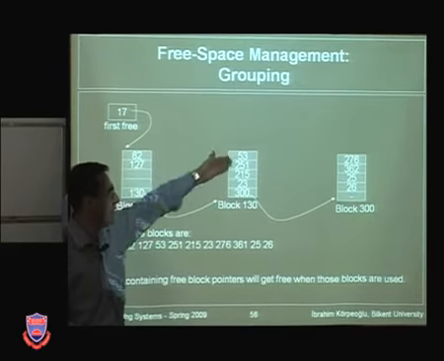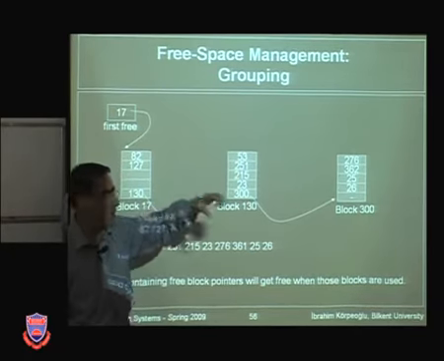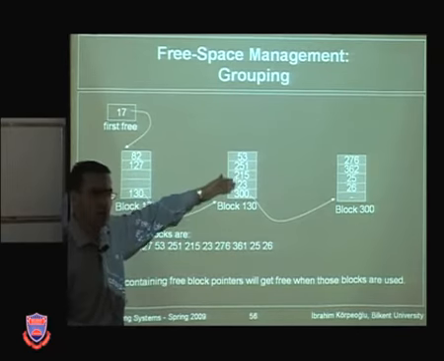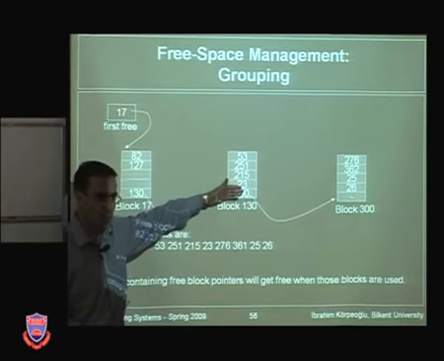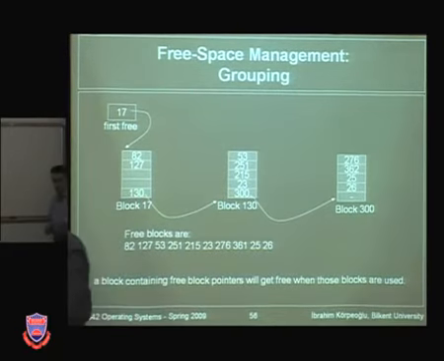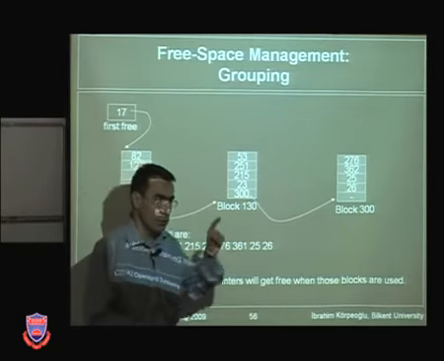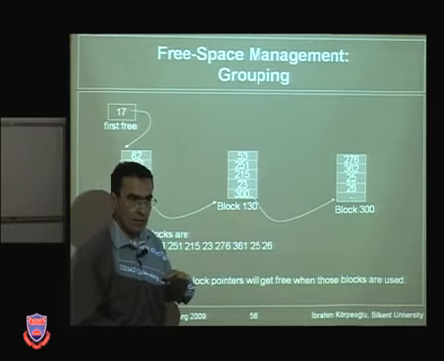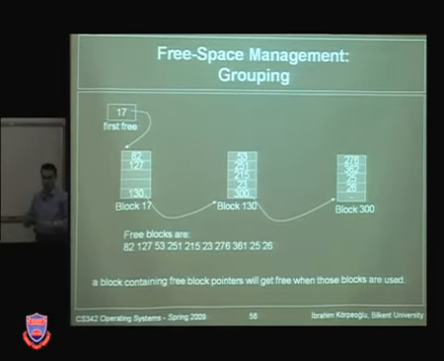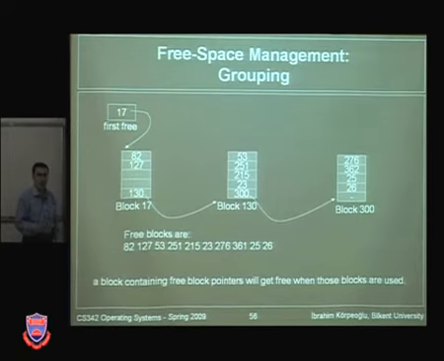How many such entries you can have depends on the pointer size, which can be 4 bytes, and on the block size, which can be, for example, 4 kilobytes. Then you can store 1024 addresses here. One address will be used to point to the next block that contains free block information. The other 1023 addresses can be used to point to the free blocks, okay? Any questions about this method, grouping?